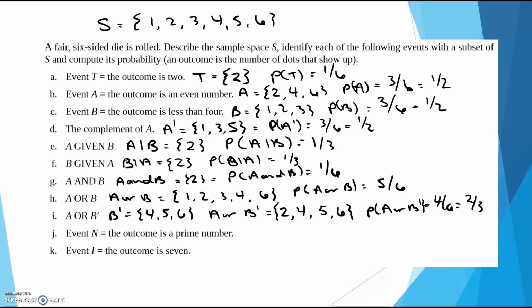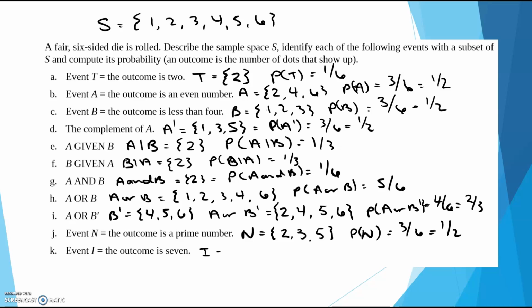Okay, the outcome is a prime number. Well, there's only one prime number within this sample space that is, or sorry, that's not just one. So let me back up. N is 2, 3, and 5. Those are the only prime numbers within this set. So the probability of N would be 3 out of 6, or half.